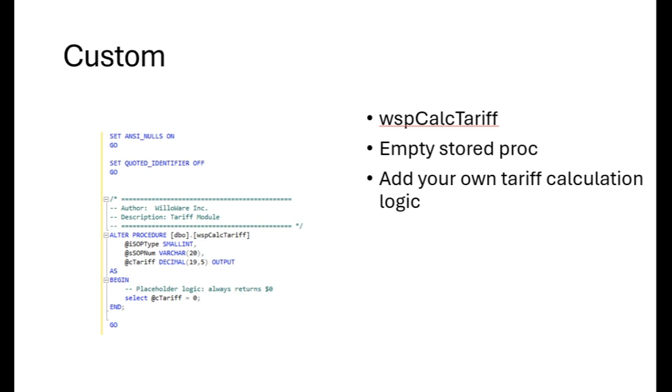The last tariff calculation method is custom. And what custom does is that when it gets to the point of calculating a tariff for a document, it calls out to a stored procedure on the SQL server. By default, that stored procedure doesn't have any logic. It's an empty stored procedure that we provide so that you can add your own custom coding to do whatever calculation you want it to do.